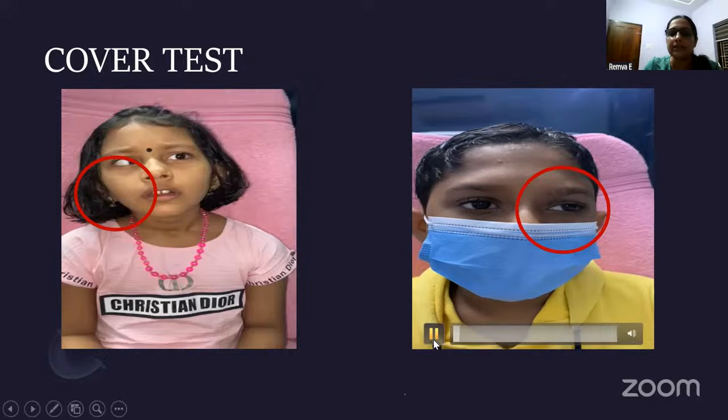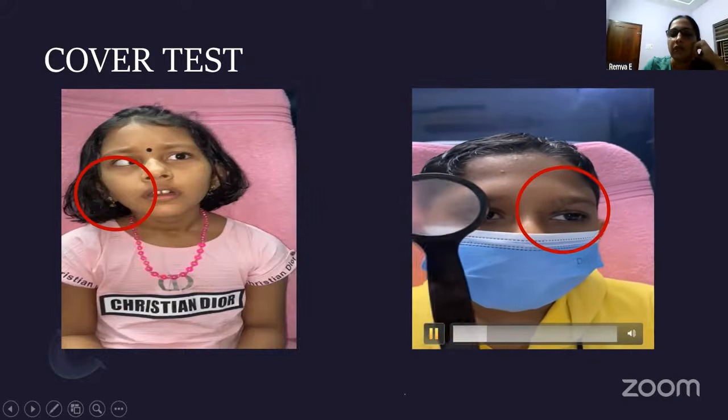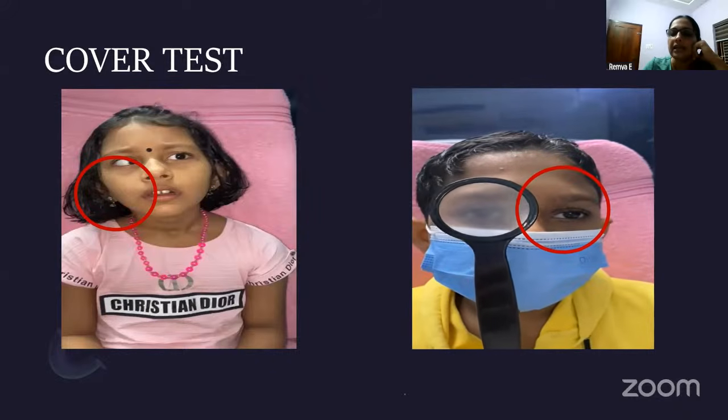But what happens when I uncover it? It comes again back to its normal position. It is not able to maintain the fixation. The right eye is not able to maintain the fixation. That means the child has always right eye esotropic. She is not alternating.